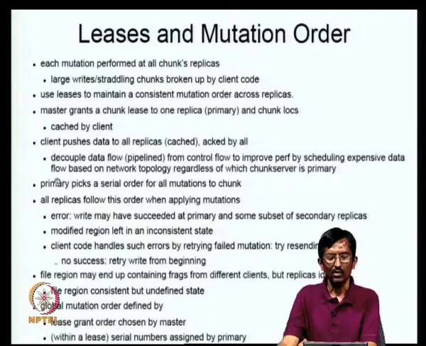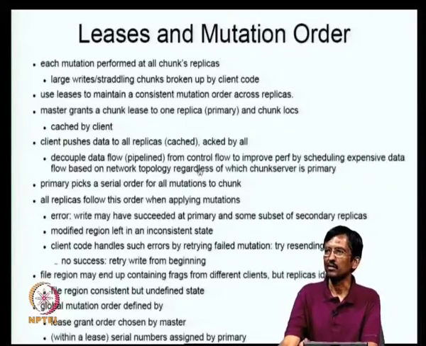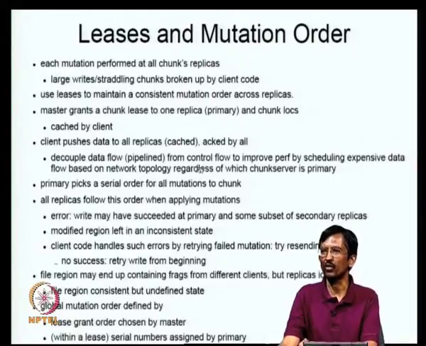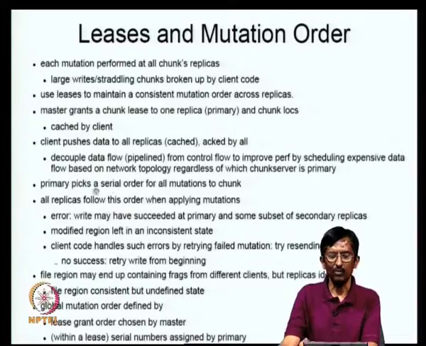The primary picks a serial order for all mutations to the chunk. Now, the client is telling the primary, I have sent all the data to everybody; now you decide the order and do the actual write. So, the primary picks a serial order for all mutations to the chunk, and all replicas follow this order when applying mutations.